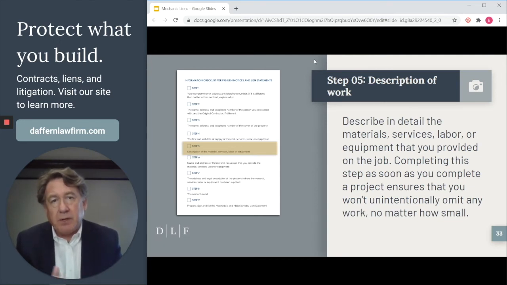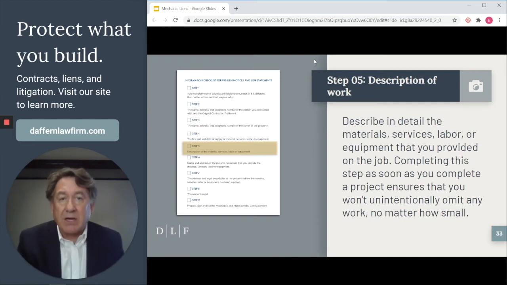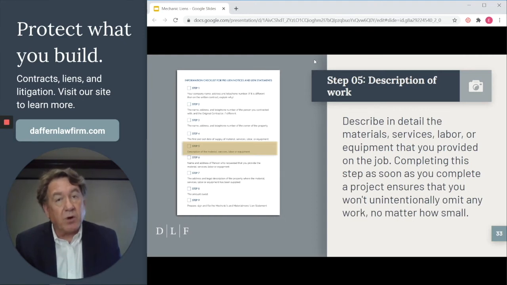Whenever we send out pre-lien notices, I don't typically attach invoices, pay applications, or scope of work exhibits from the contract. However, in the mechanical lien, I always attach an invoice, pay application, or the scope of work, or something to document accurately the scope of work that you did and a description of the work. So that's step 5.